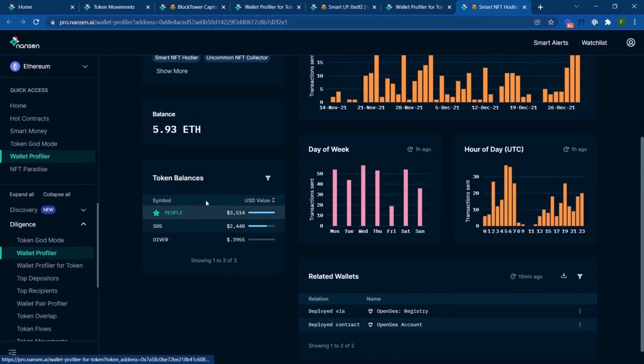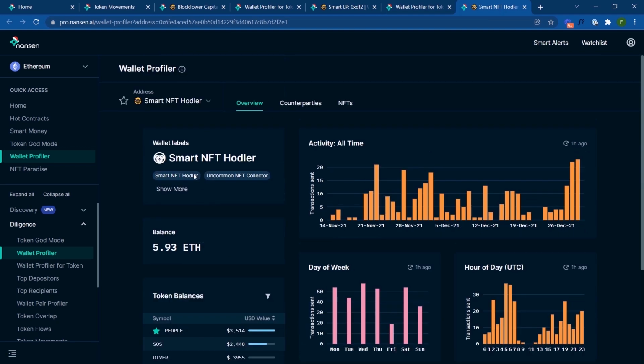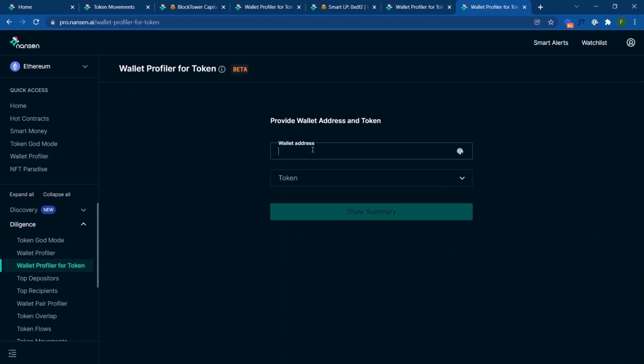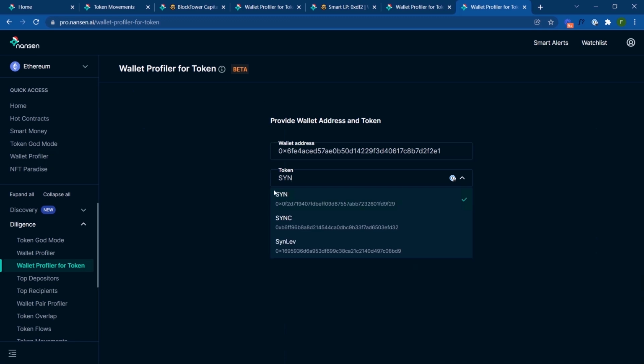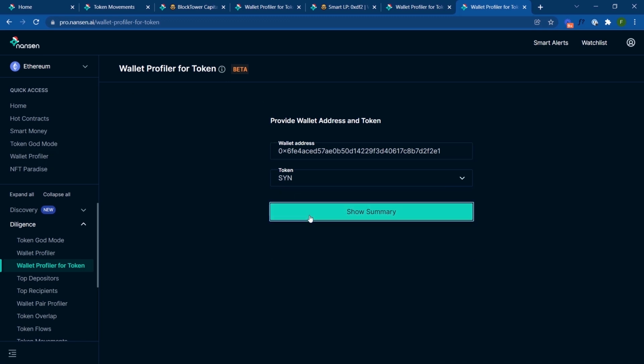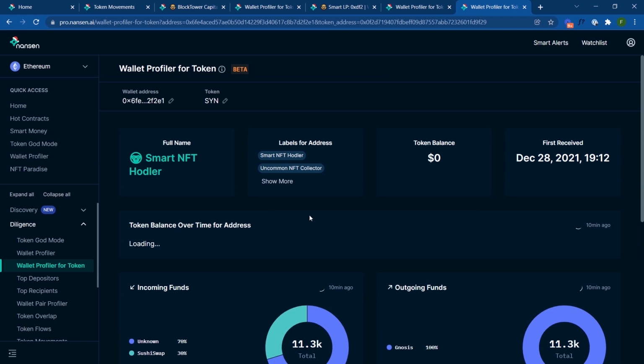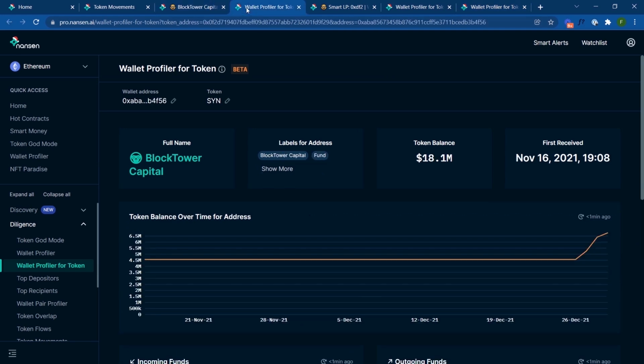The smart NFT hodler doesn't seem to have Synapse anymore. They might have moved it on or sold it already. Therefore, we don't have a direct link, but we can copy their wallet address and open wallet profiler for token manually from the left-hand navigation. As you can see, the diligence dashboards require inputs in order to be loaded. These inputs should be the outputs of the discoveries you have made on the discovery dashboards.